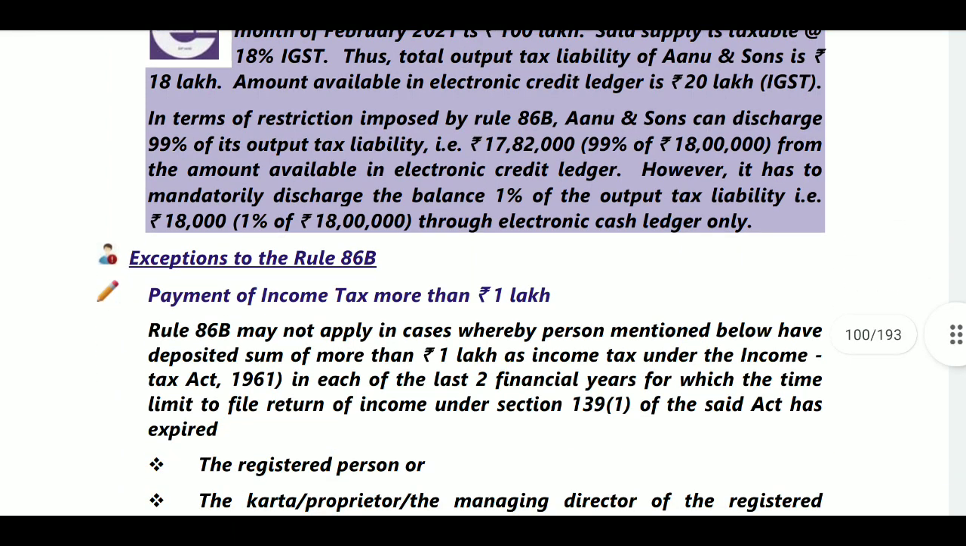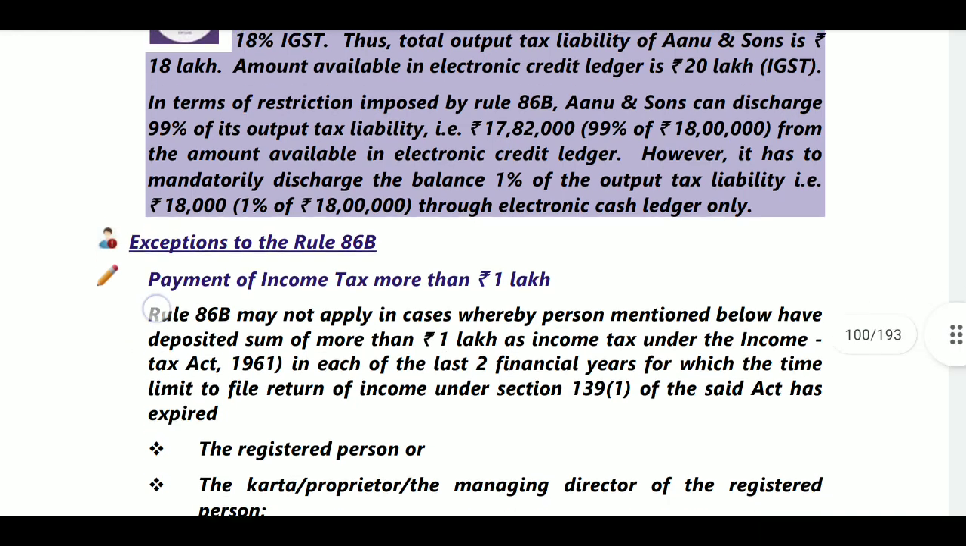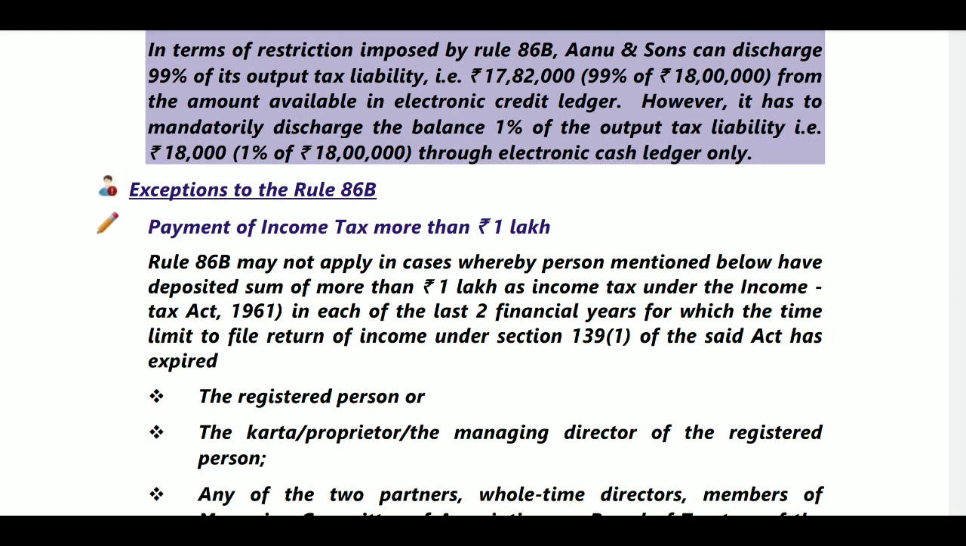This is an exception to rule 86B. If you have paid income tax of more than 1 lakh, then you can come under the exception. Rule 86B may not apply in cases where the person mentioned below has deposited a sum of more than 1 lakh as income tax under the Income Tax Act in each of the last 2 financial years, at the time of filing of returns as per section 139(1) of the said act.